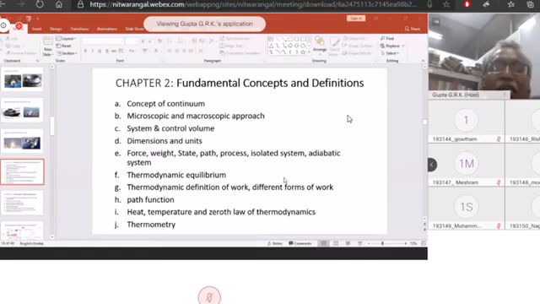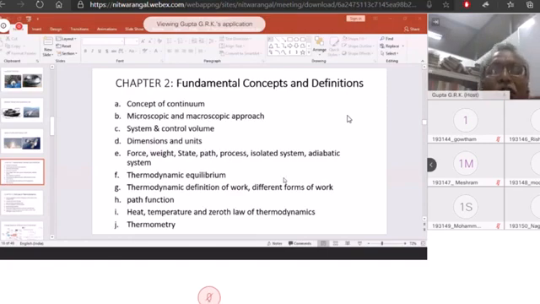We study in detail. Then system and control volume. So we have to define a system when we start studying something, right? So what is it that we are focusing on? That is called a system. And every system is bounded by a boundary. Based on whether mass flow is there or energy flow is there, we say it's a closed system or an open system. Open system is also called a control volume. You have already studied these, but we go into detail with beautiful examples.